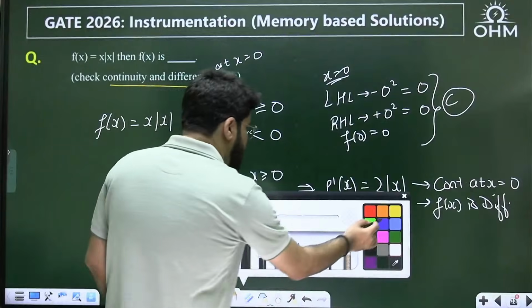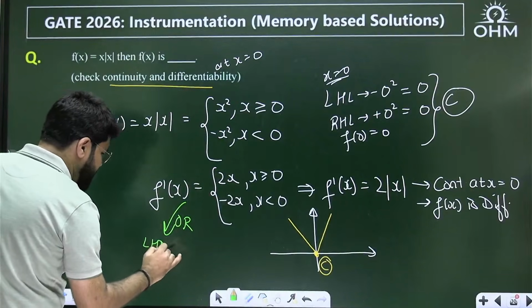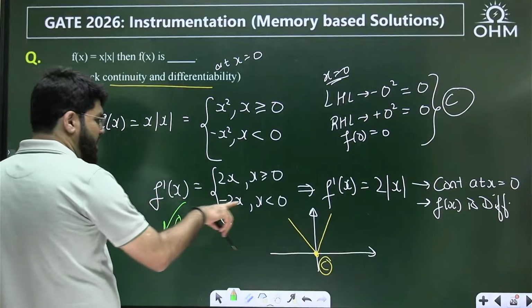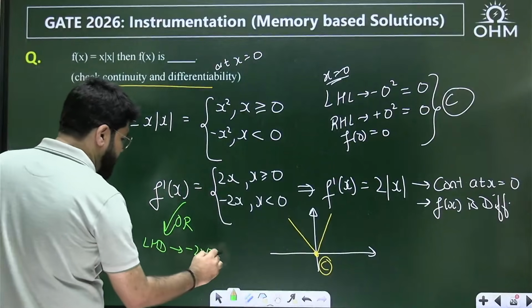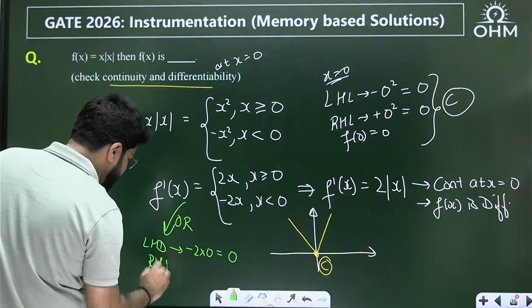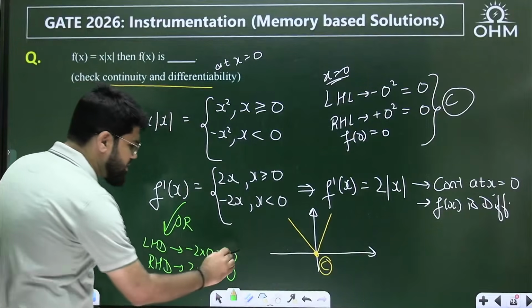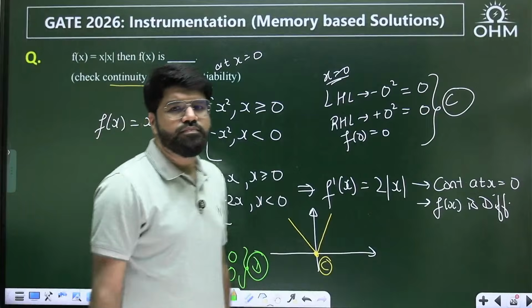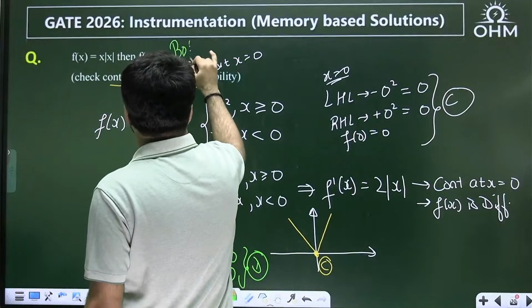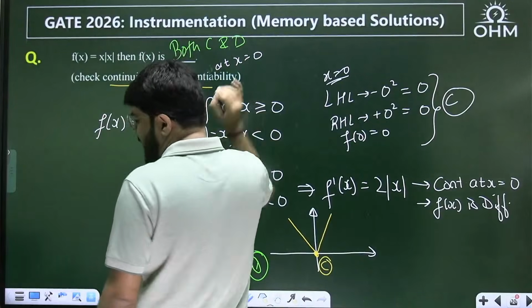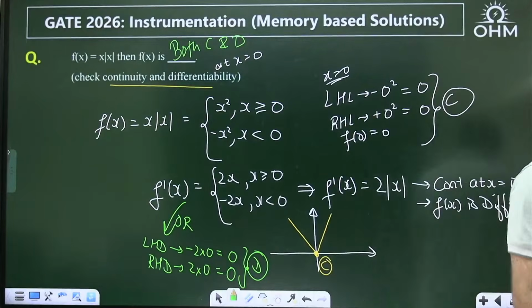Otherwise, what you can do? You come up here. This is the derivative. Tell me the left hand derivative. The value of the derivative from the left side is minus 2x. I'll put x equal to 0 because I have to check at x equal to 0. So again 0. What is the right hand derivative? The right hand derivative of the function is 2x. At x equal to 0, it will be again 0. Same, right? So it is differentiable. Anyways, you can comment. It is continuous and differentiable both, at x equal to 0.